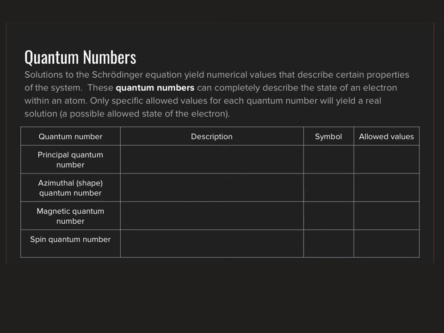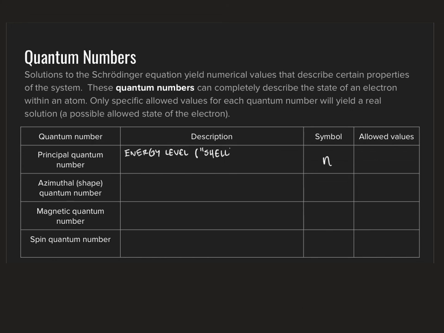But again, these are quantized values, which means only specific allowed values will produce a real solution to the Schrödinger wave function equation and therefore a stable orbital. So to begin with, we're going to go ahead and look at the most familiar of these quantum numbers. That's familiar from your Bohr model atom. It's what we refer to as the principal quantum number. That principal quantum number, essentially from a Bohr model atom, correlates to the shell number of electrons that we are dealing with. We abbreviate the principal quantum number with the symbol n.